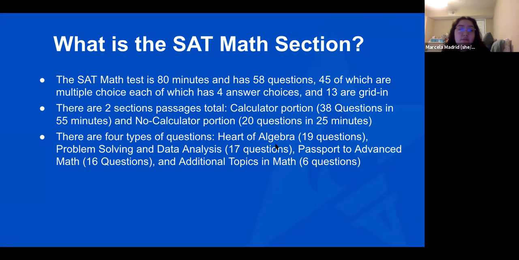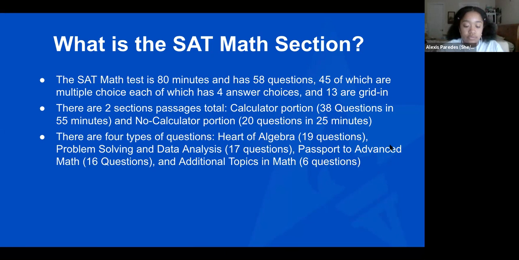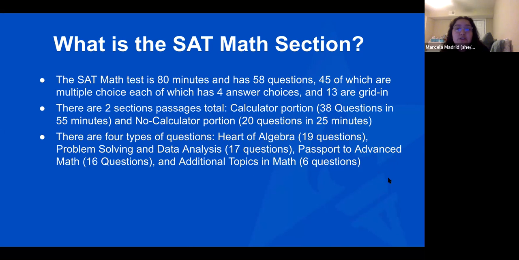There are 4 types of questions: heart of algebra, problem solving and data analysis, passport to advanced math, and additional topics in math. And when we did the mock test, we made sure to include what subjects you were the weakest on, so you can focus on those when you study and also during here.